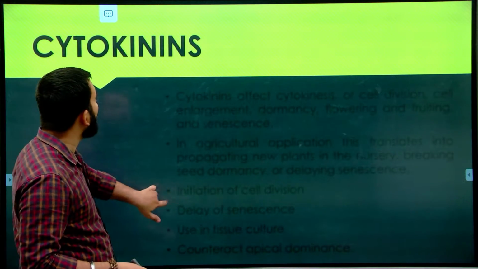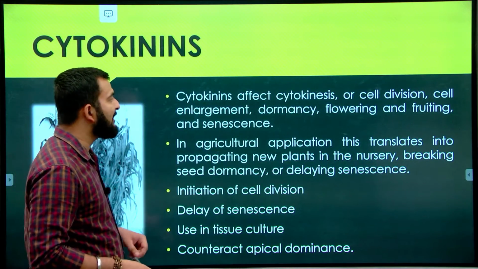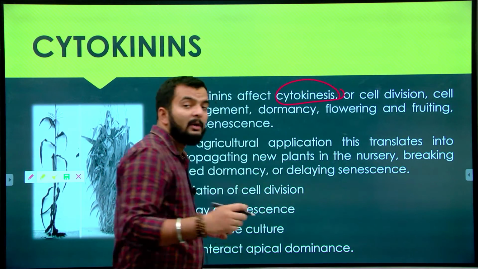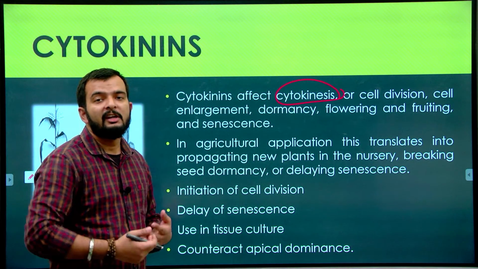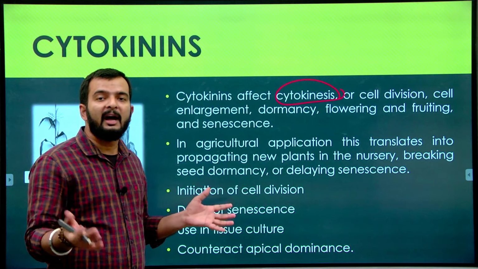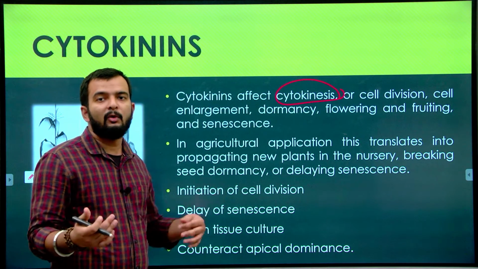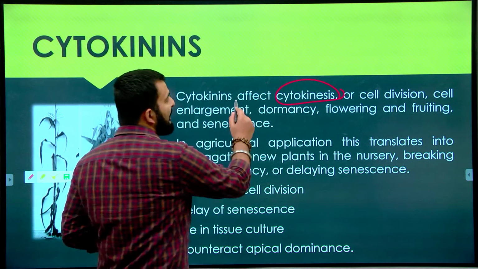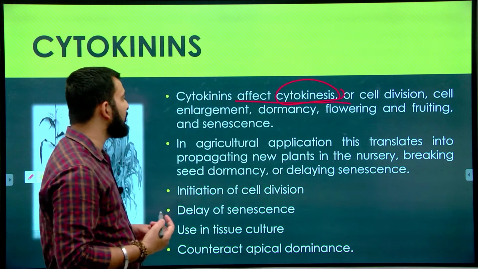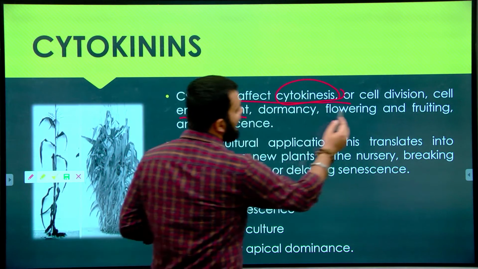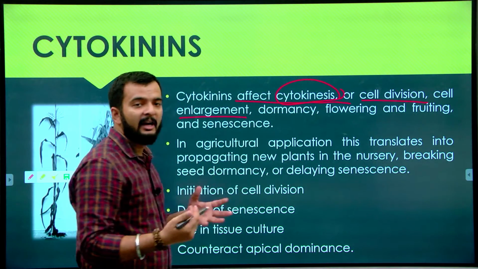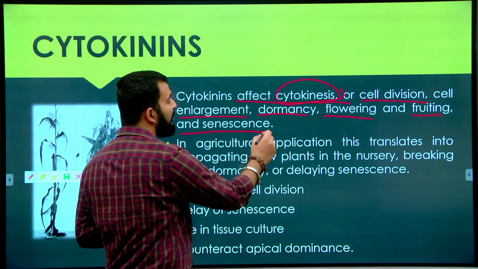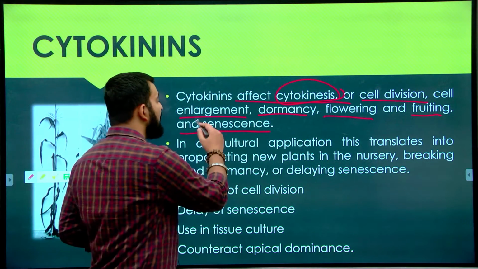Next, let us see. Next one is your cytokinins. Cytokinins affect cytokinesis, that is your cell division. If it enhances cell division, the growth of your plant will be enhanced in every direction, not only up but it will also start to branch out. Okay. It promotes cytokinesis or cell division or cell enlargement. Cell division will be enhanced, your cells will become large, it inhibits dormancy, flowering will be enhanced, fruit setting will be more, you will get more fruit sets, and it delays senescence.